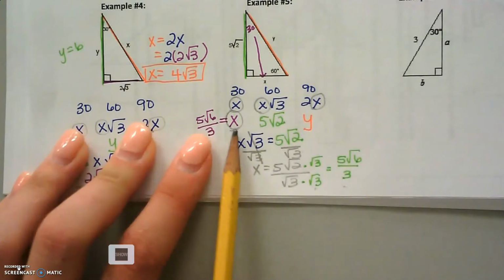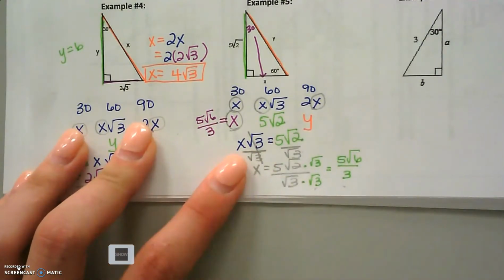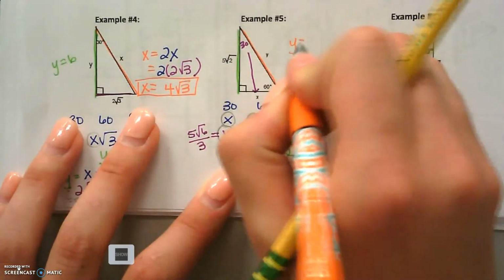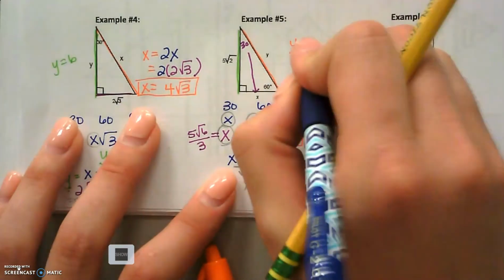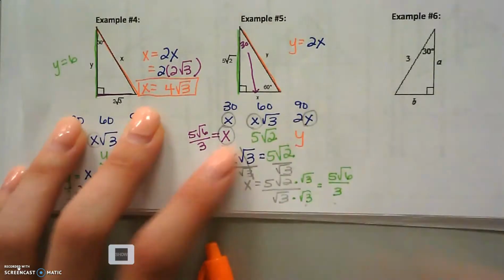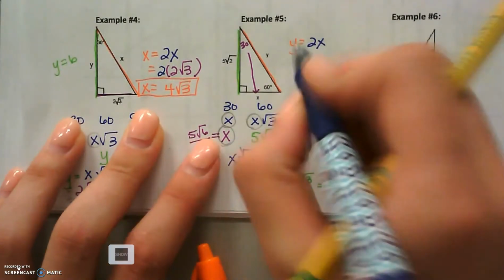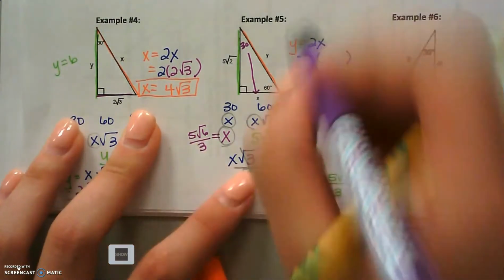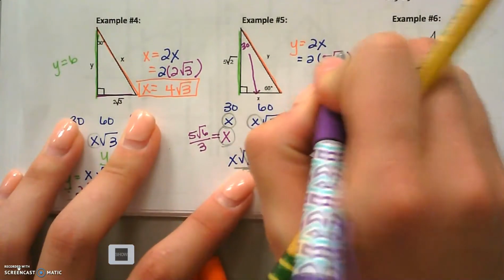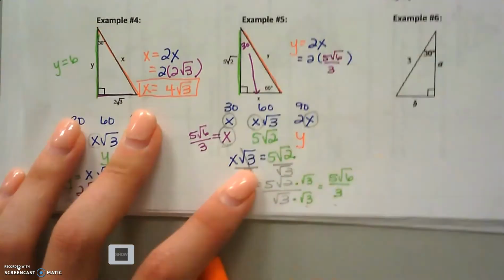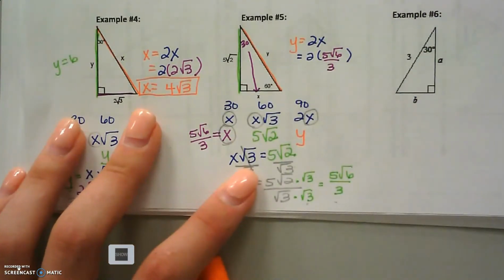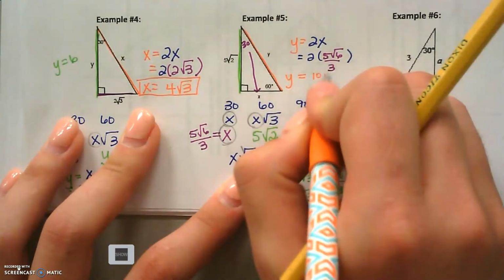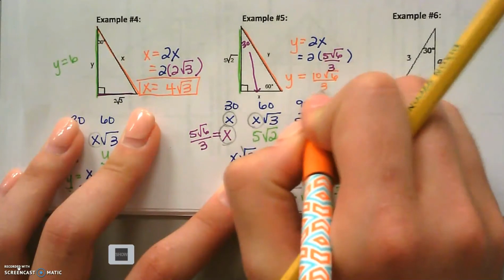Well, if I know what x is, I can now solve for my hypotenuse. So remember again, your hypotenuse rule is that it's equal to 2x. And we've solved for x, so I'm just going to substitute: this is 2 times that 5 square roots of 6 over 3. 5 times 2 is 10, so my hypotenuse is 10 square roots of 6 over 3.